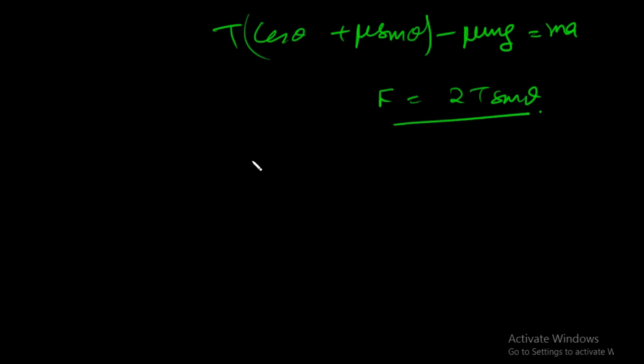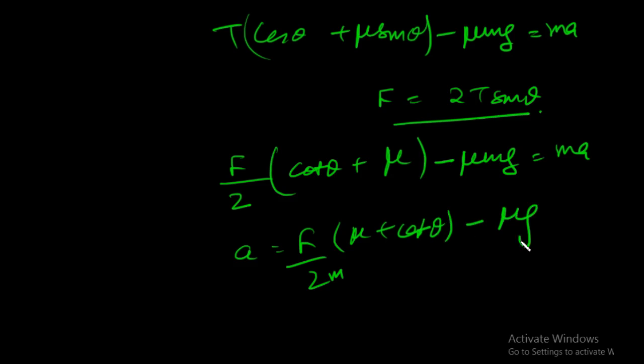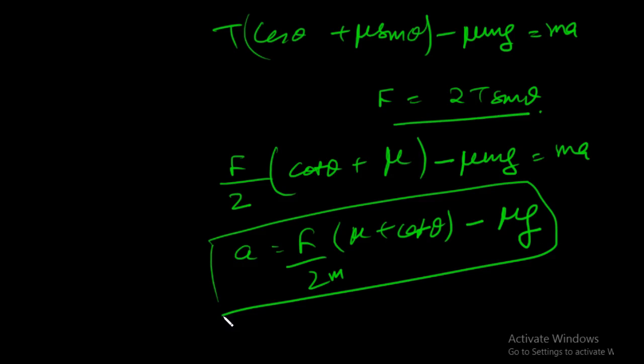We can substitute the value of f, we get f by 2, and this is cot theta plus mu minus mu mg, this will be equal to ma. So a here is f by 2m times mu plus cot theta, minus mu g. Alright, this is the answer.